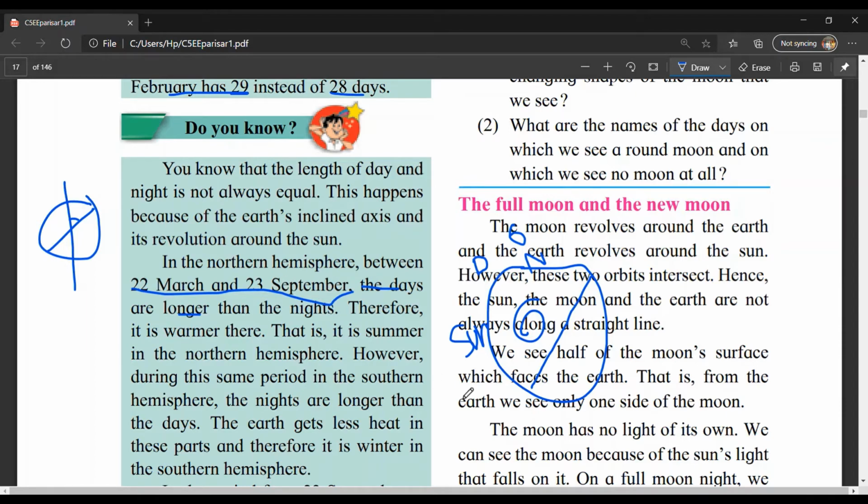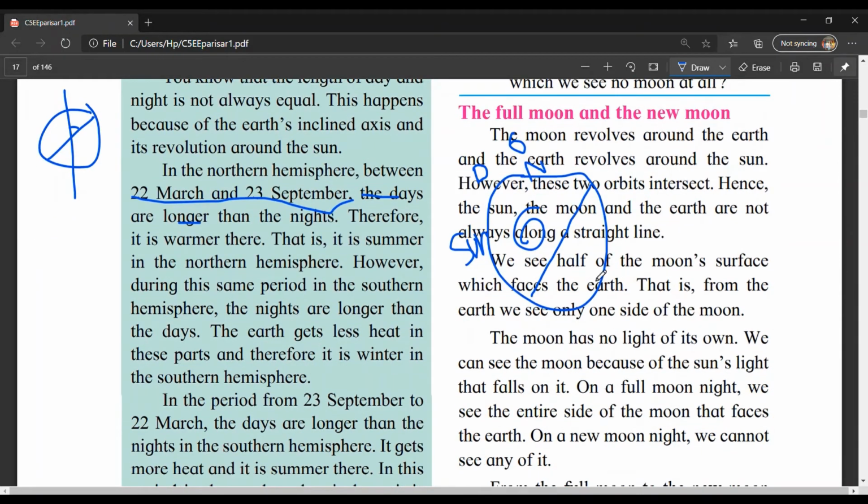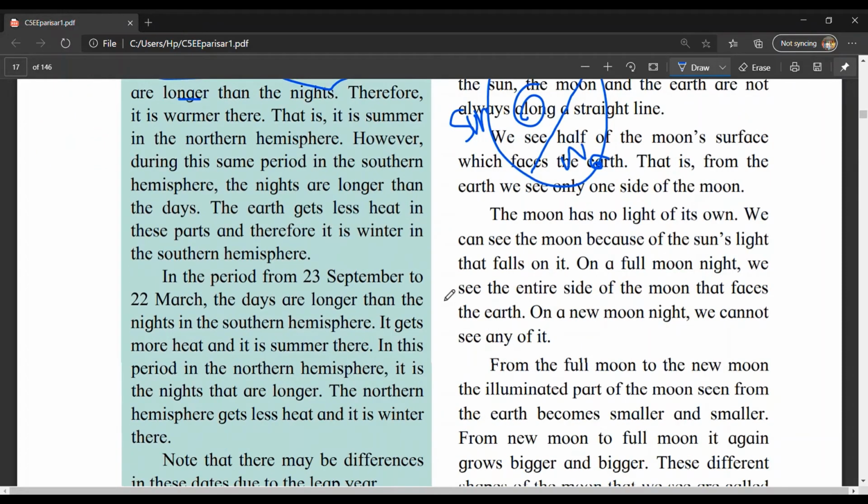However, during the same period, in the southern hemisphere the nights are longer and the days are shorter. That means here they feel winter. Whenever here in the northern hemisphere there is summer, here they feel winter. Okay, the next is from 23rd September to 22nd March.